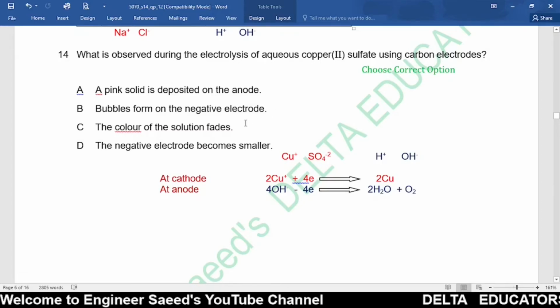Option C, the color of the solution fades. Yes, this one is correct. From the solution, copper ion is migrating towards the cathode, and at the cathode, this copper is deposited. So with the migration of the copper ion from the solution, in the solution, copper ion concentration will be decreased, and because of the decrease of copper ion in the solution, the color of the solution will fade. So correct option, option C, the color of the solution fades.